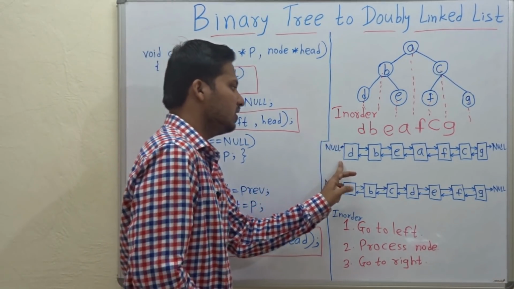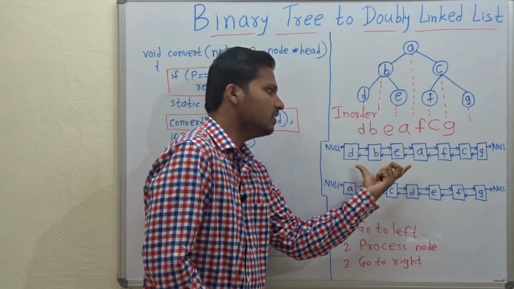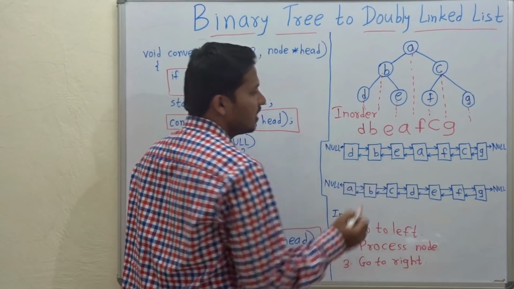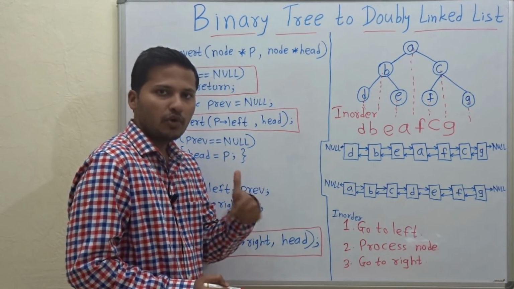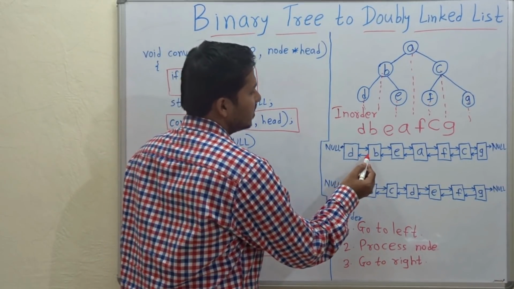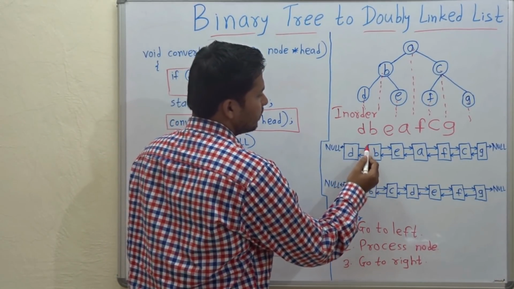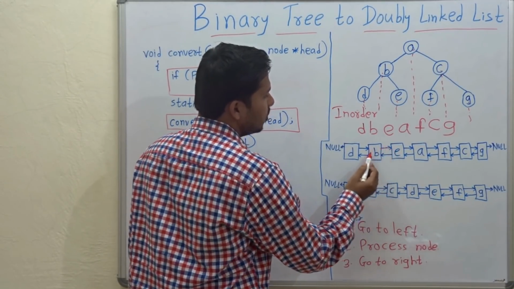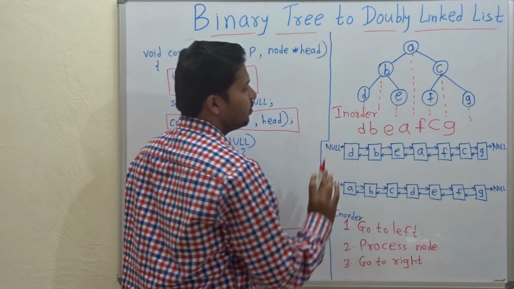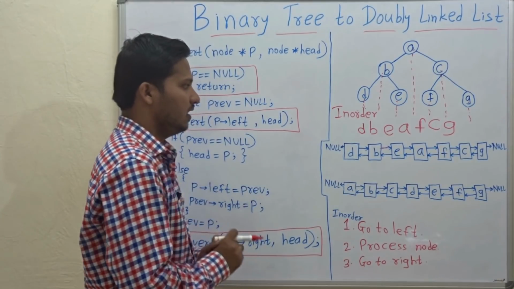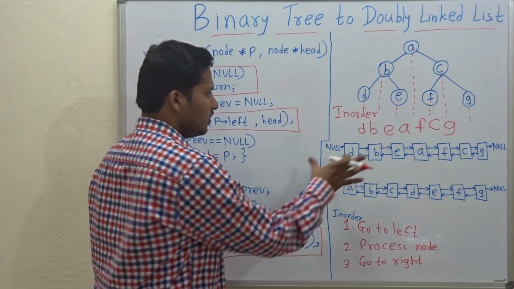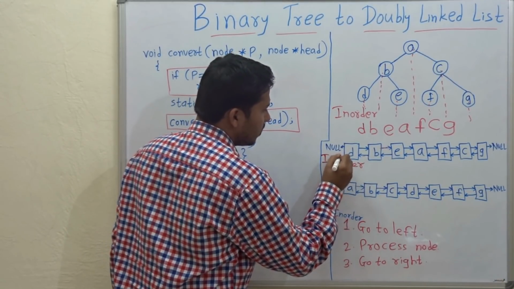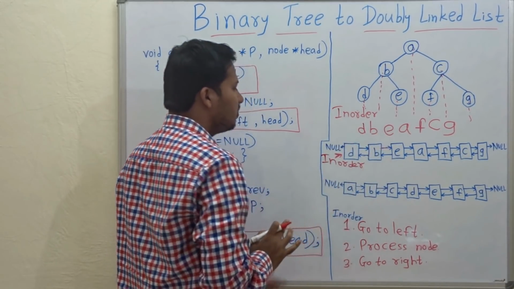This in-order traversal is converted into a doubly linked list. A doubly linked list is a linked list in which every node has two pointers. One pointer points to the next node and the other pointer points to the previous node. Suppose, for example, B: this is the pointer which points to the next node and this is the pointer which points to the previous node. So this is a doubly linked list. Now this doubly linked list is in-order based. As you know, we have found out the in-order and then converted that into a doubly linked list.